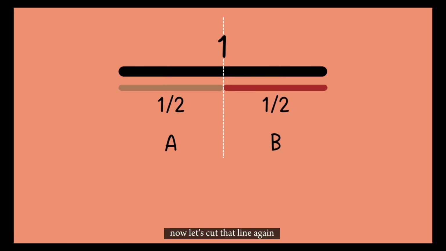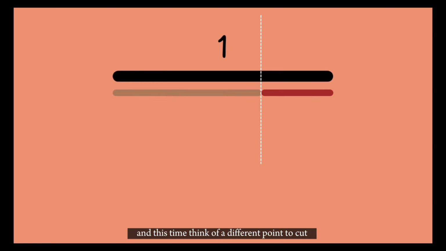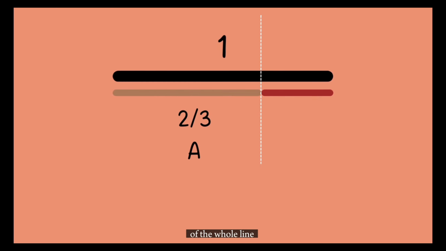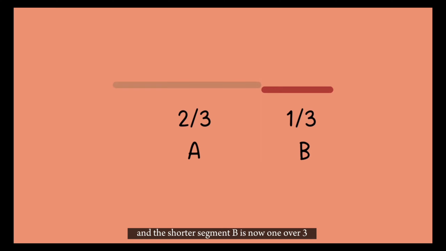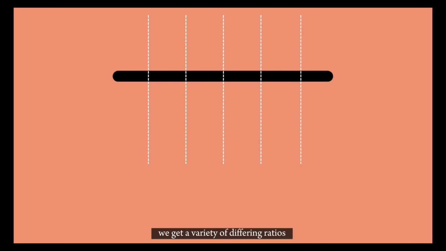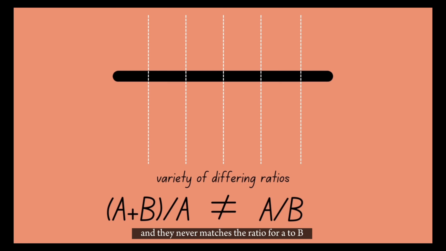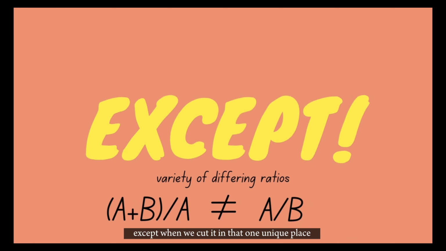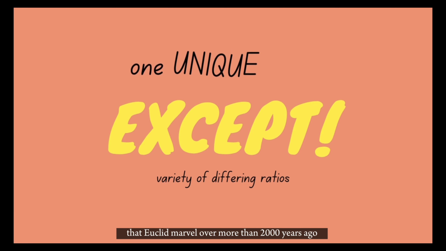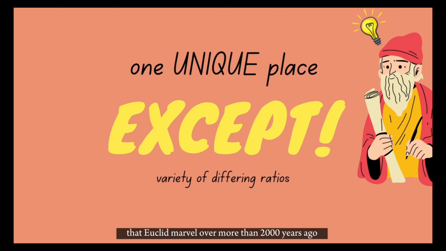Now let's cut that line again, and this time think of a different point to cut. Say let A be 2 over 3 of the whole line, you will get the whole line is still 1, the longer segment A is now 2 over 3 and the shorter segment B is now 1 over 3. As we cut the line in different places, we get a variety of differing ratios A plus B to A, and they never match the ratio for A to B, except when we cut it in that one unique place that Euclid marveled over more than 2,000 years ago.